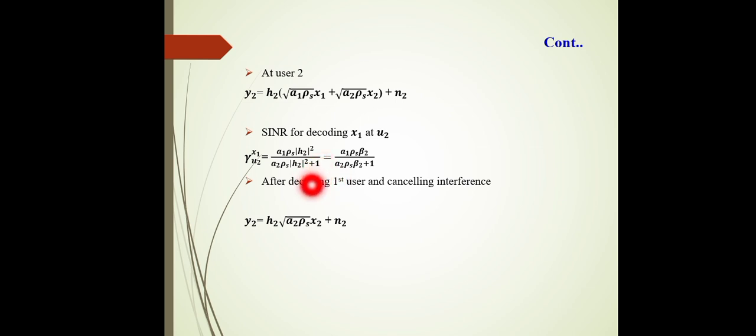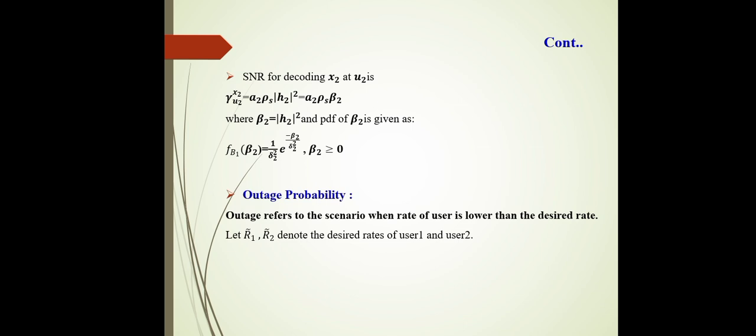After decoding the user 1 signal and cancelling the interference, I have just removed the first part. Using successive interference cancellation, you can remove this part. What remains is root under A2 rho_s into x2 into h2 plus noise. So what is the SNR for decoding the x2 signal at user 2?